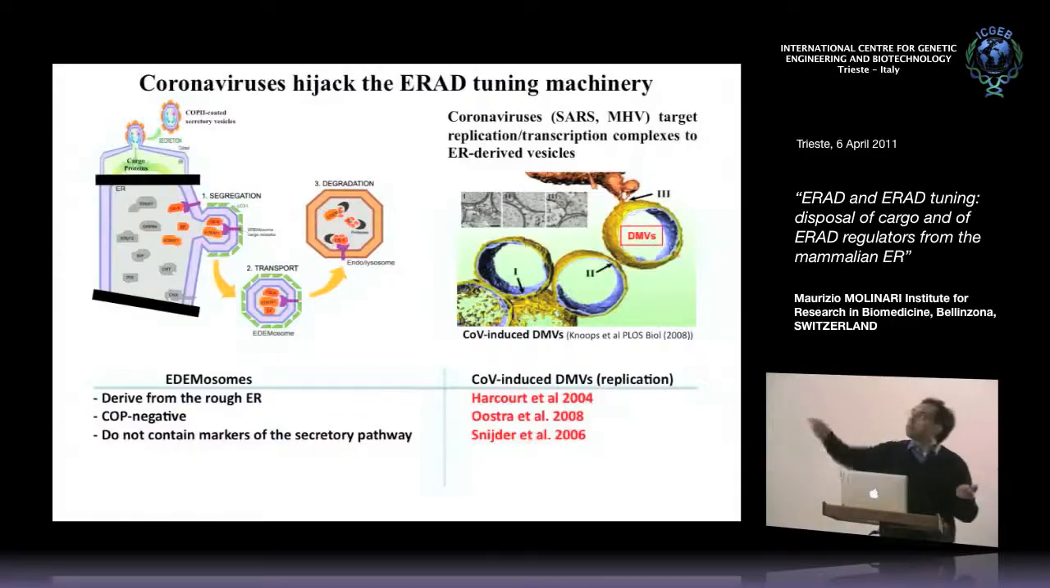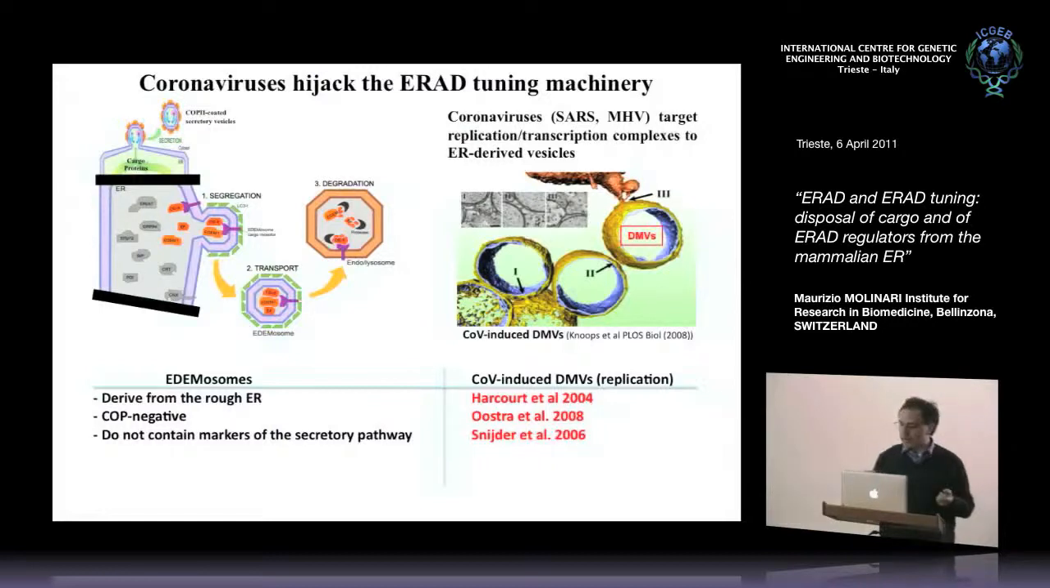Nobody was able to find one. Being derived from the ER, people were looking for ER markers, for Golgi markers, for intermediate compartment markers. None of them was there. So it was unknown what was in these vesicles. Well, looking at that, we thought that maybe they contain EDEM. Maybe they are the vesicles that we are looking at.